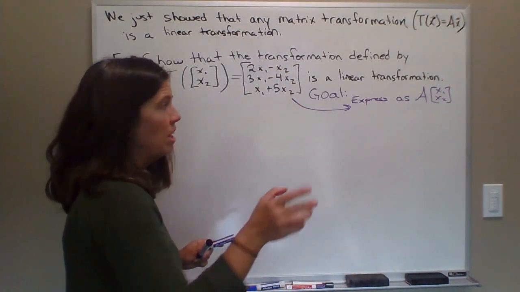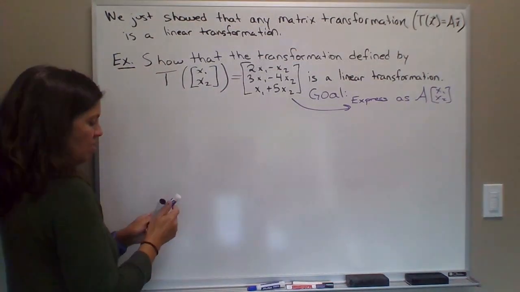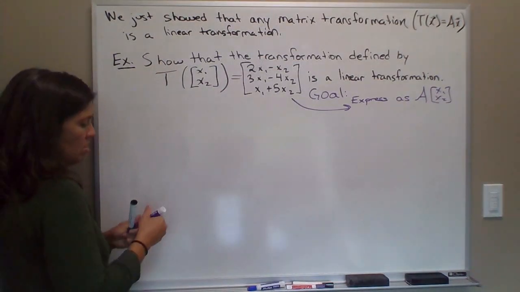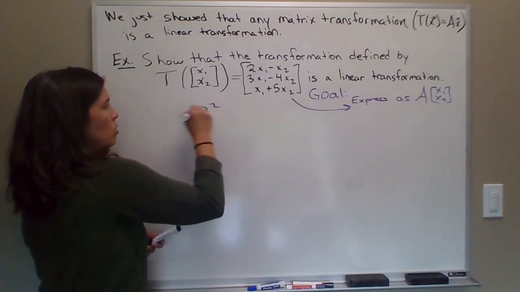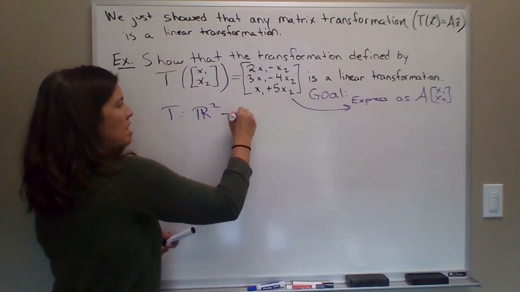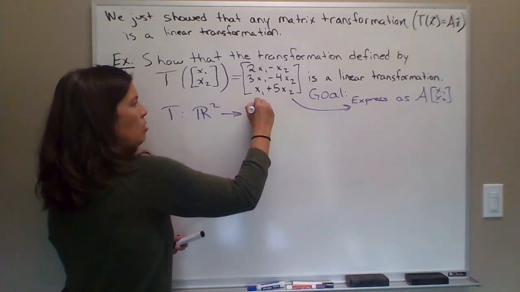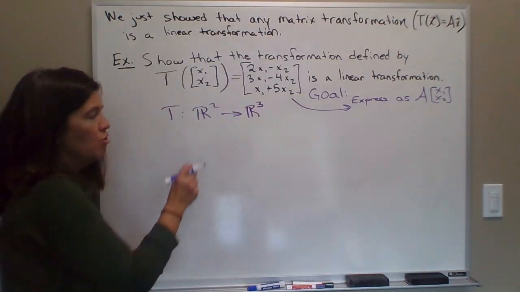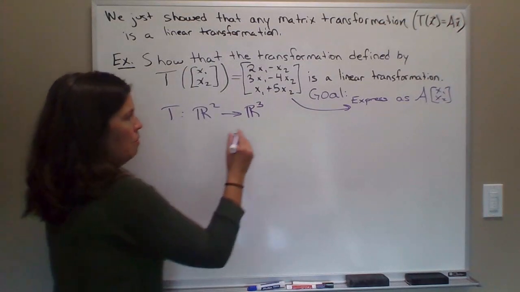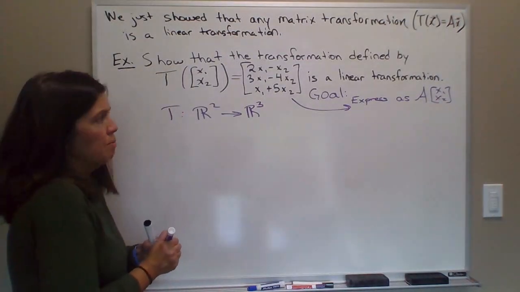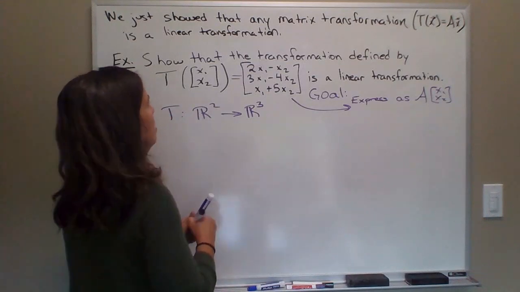And let me talk for a second about the dimensions of this matrix A. So notice that the input is a vector in R2, and the output is a vector in R3. So this is a transformation from R2 to R3. And maybe in the end we'll note the dimensions of the matrix A that we come up with.